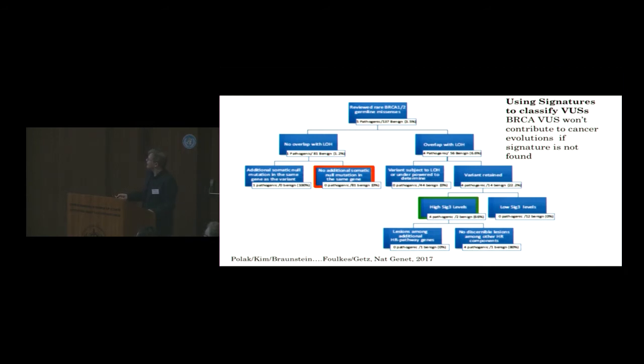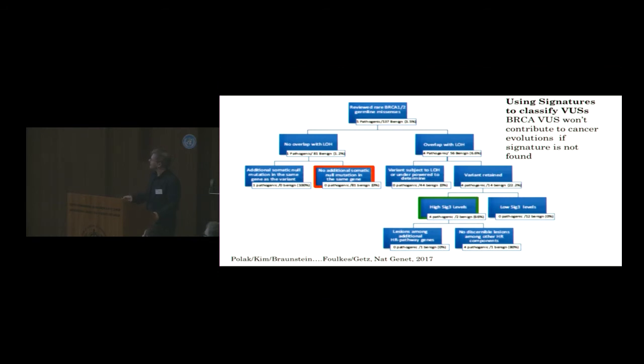This allowed you to, for example, if there were no additional somatic null mutations in the same gene, then none of these turned out to be pathogenic, and that was accurate. And if you went down this route, if there was high SIG3 levels, and there were no discernible lesions in other genes in the same family, such as, as I said, BARD1 or BRCA2, or PALB2, for example, then 4 out of the 5 actually were thought to be pathogenic.